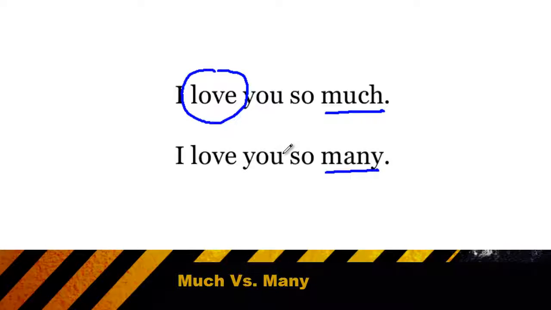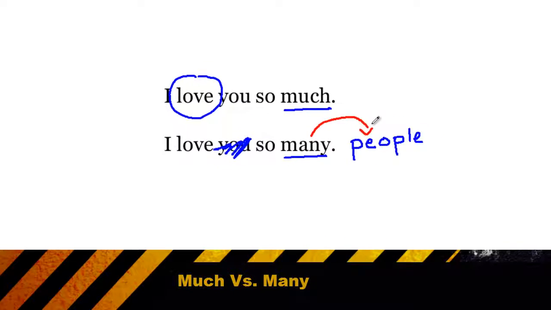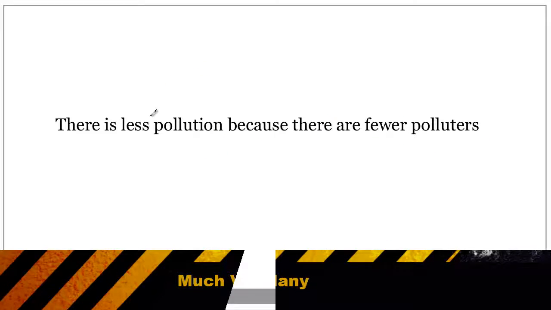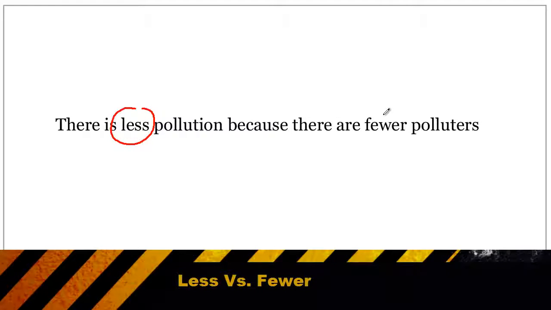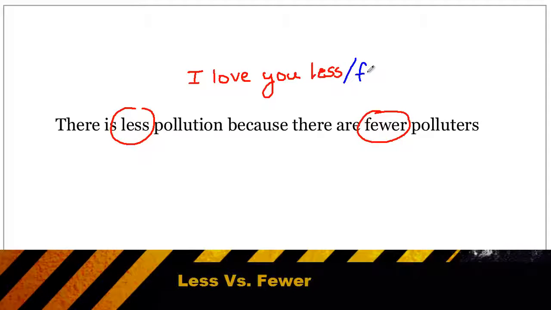So if you change the sentence to read, "I love so many people," that sounds fine. And that's because many is describing people, which is a countable thing. There's a similar difference between the words less and fewer. Like much, less is for things that are hard to count. For example, you could say, "I love you less," but you wouldn't say, "I love you fewer."